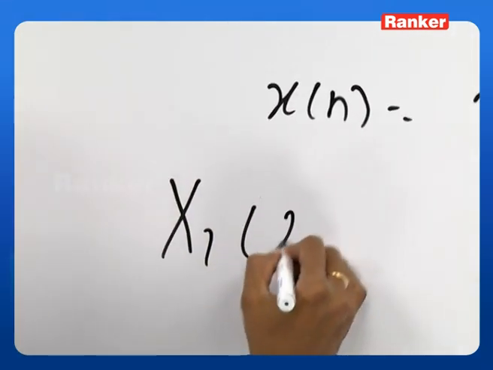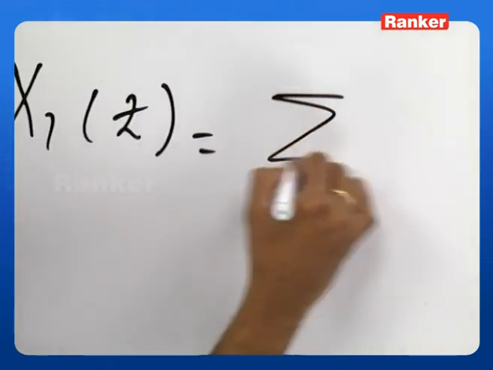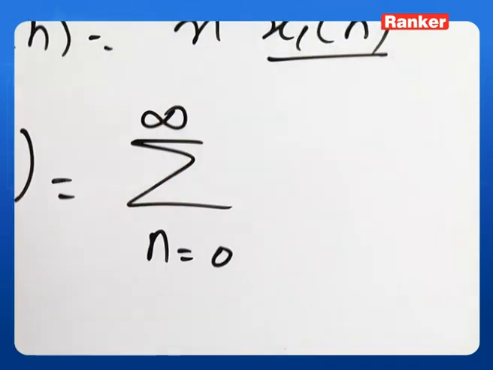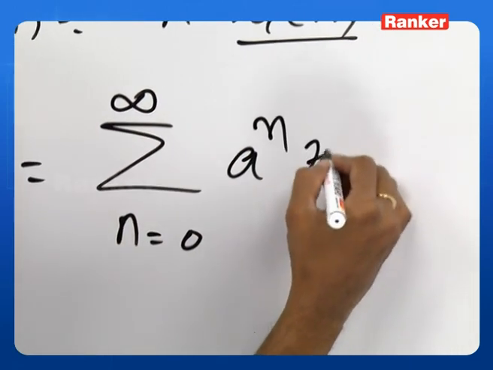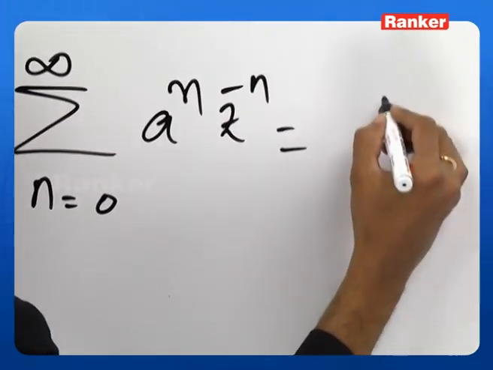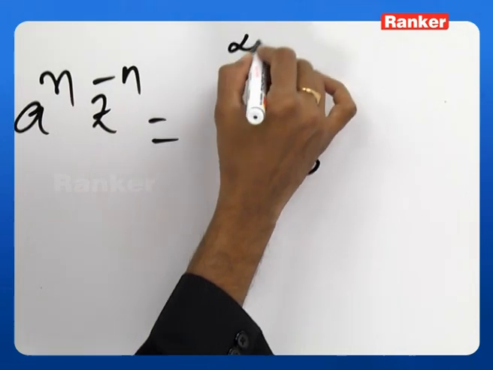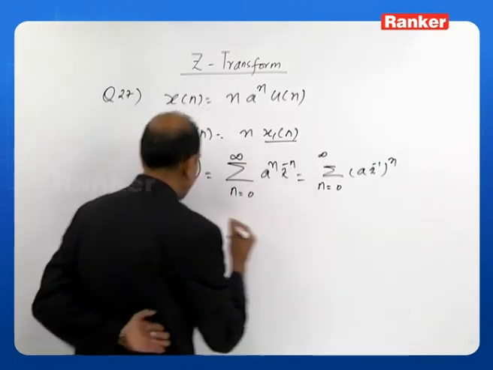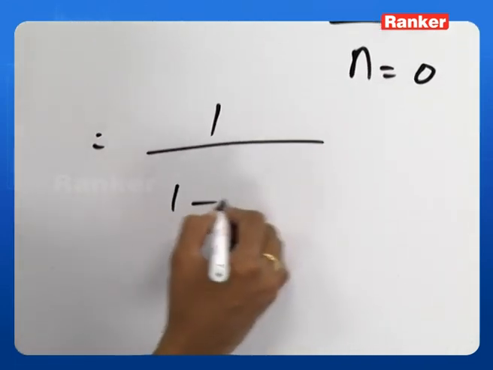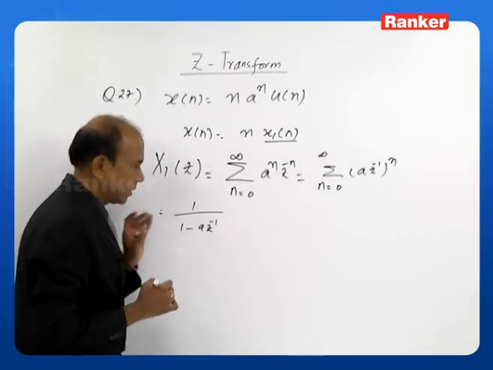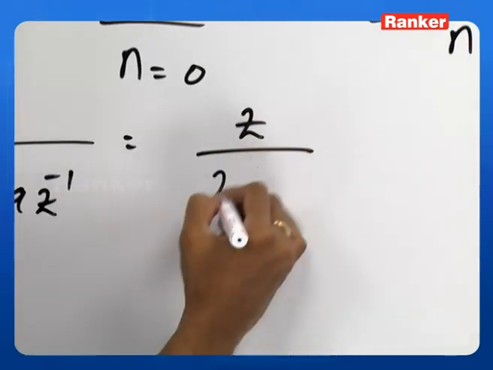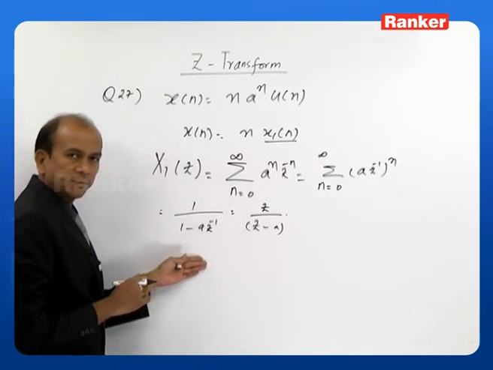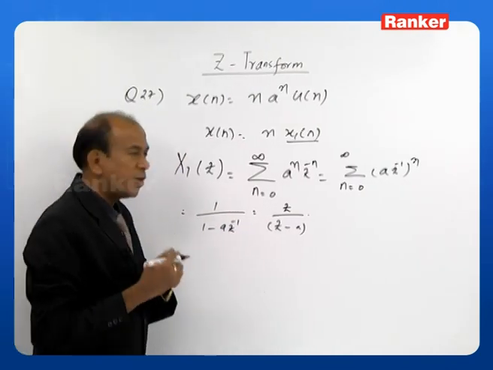So x1 of z, I can write this here, that is equal to summation n is equal to 0 to infinity, a to the power of n, z to the power of minus n. So this I can write as equal to summation n is equal to 0 to infinity. Okay, we'll take n common. So that will be equal to 1 by 1 minus a z to the power of minus 1. So this I can write as z by z minus a. Alright, this is what we got. Okay, taken this in.